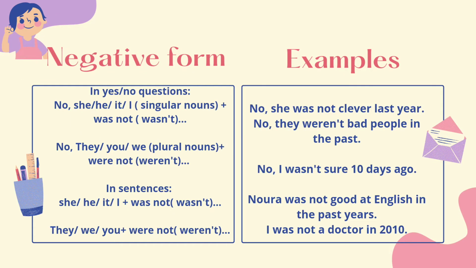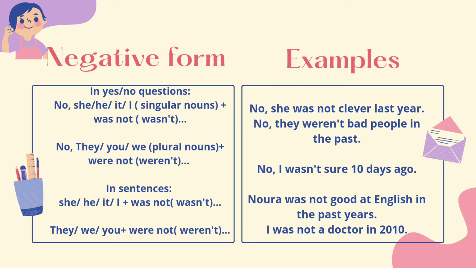In the negative form, we have two cases. Number one, in yes or no questions, we put no plus she or he or it or I or any singular noun plus was not or wasn't. For example, no, she wasn't clever last year. Or no, I wasn't sure 10 days ago.